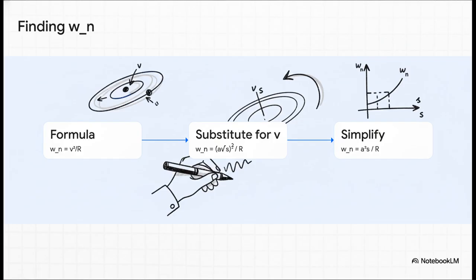We just take the standard formula, v squared over r, and plug in our expression for v. So we square a times the square root of s, which gives us a squared times s, and we just put that over r. Done. So our normal acceleration is a squared times s over r. And notice the big difference here. Unlike the tangential part, this one does depend on s. It gets bigger as the particle travels farther.